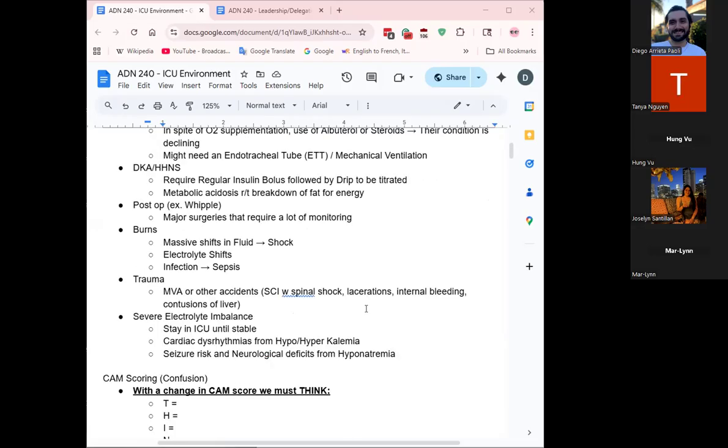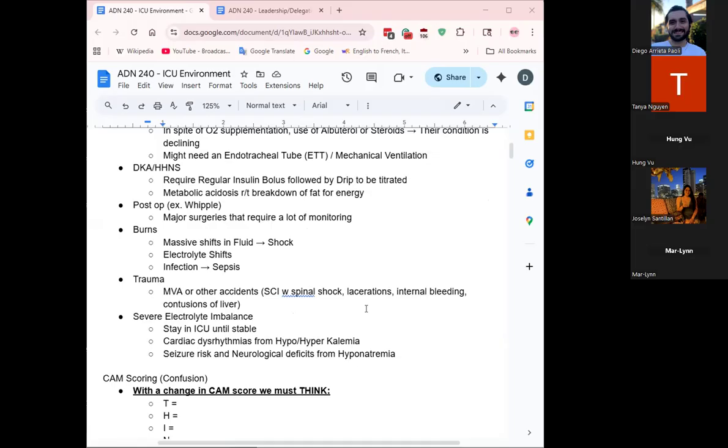People that are in severe DKA or HHNS are still considered an ABC issue because they're going to be very highly dehydrated. Electrolyte imbalances. This person needs to be on an insulin drip. They're going to have a severe acid-base imbalance.